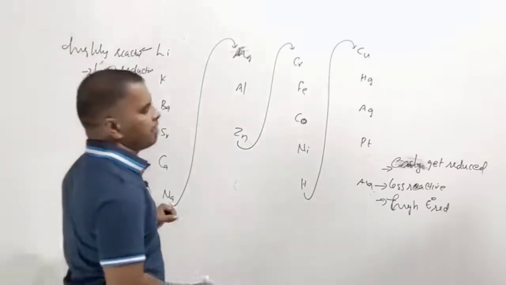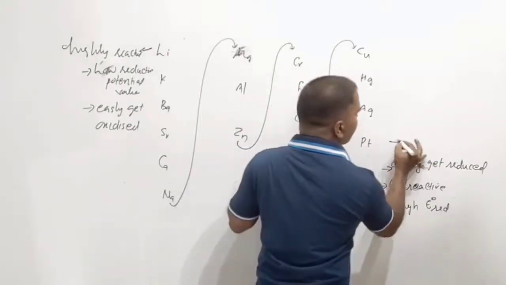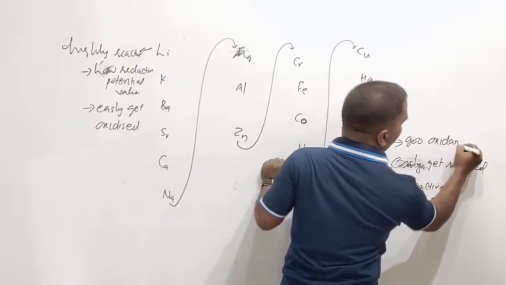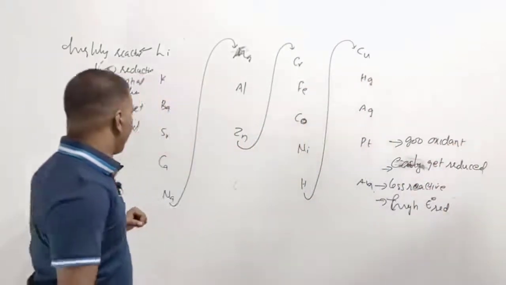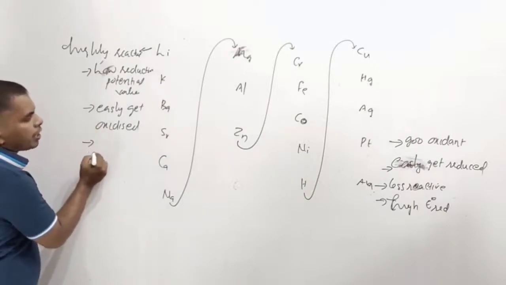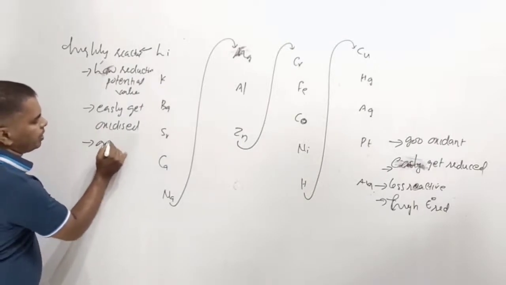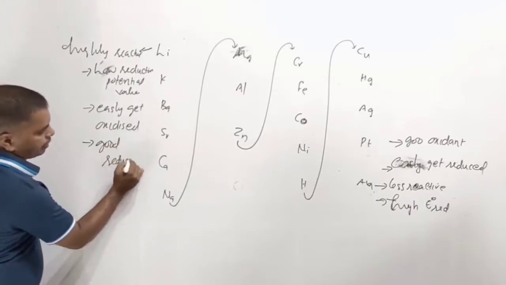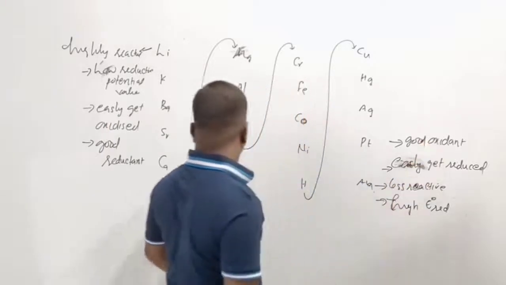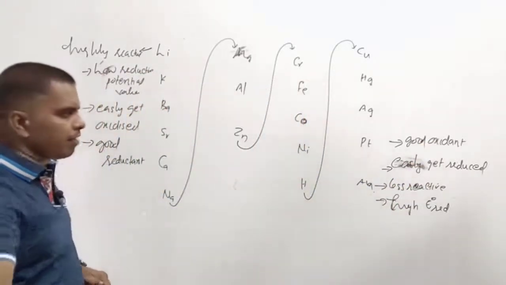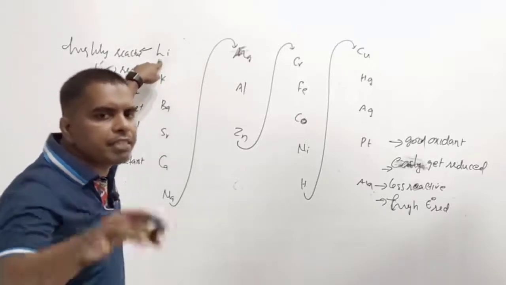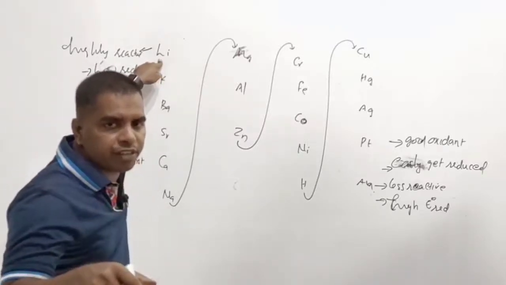right? Metals which easily get reduced are good oxidizing agents or oxidants. And metals which easily get oxidized are good reducing agents or reductants. Good oxidant or good reductant, right? The important point is lithium is highly reactive. That means lithium has the lowest reduction potential.